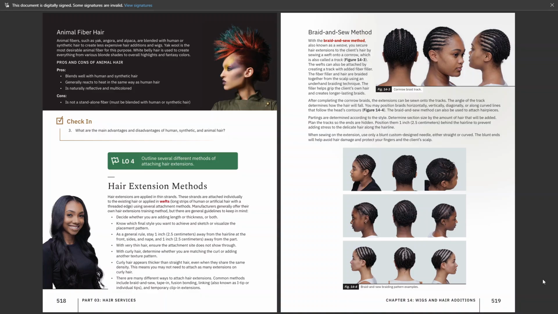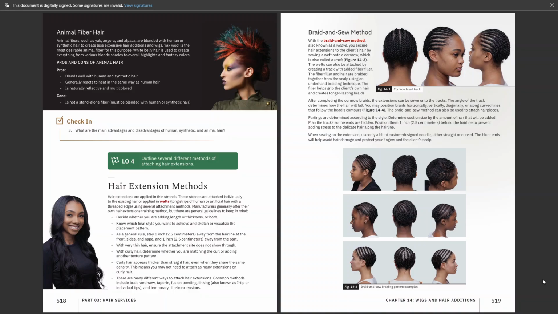The angle of the track determines how the hair will fall. You may position braids horizontally, vertically, diagonally, or along curved lines that follow the head's contours. Figure 14-4 shows examples. The braid and sew method can also be used to attach hair pieces.